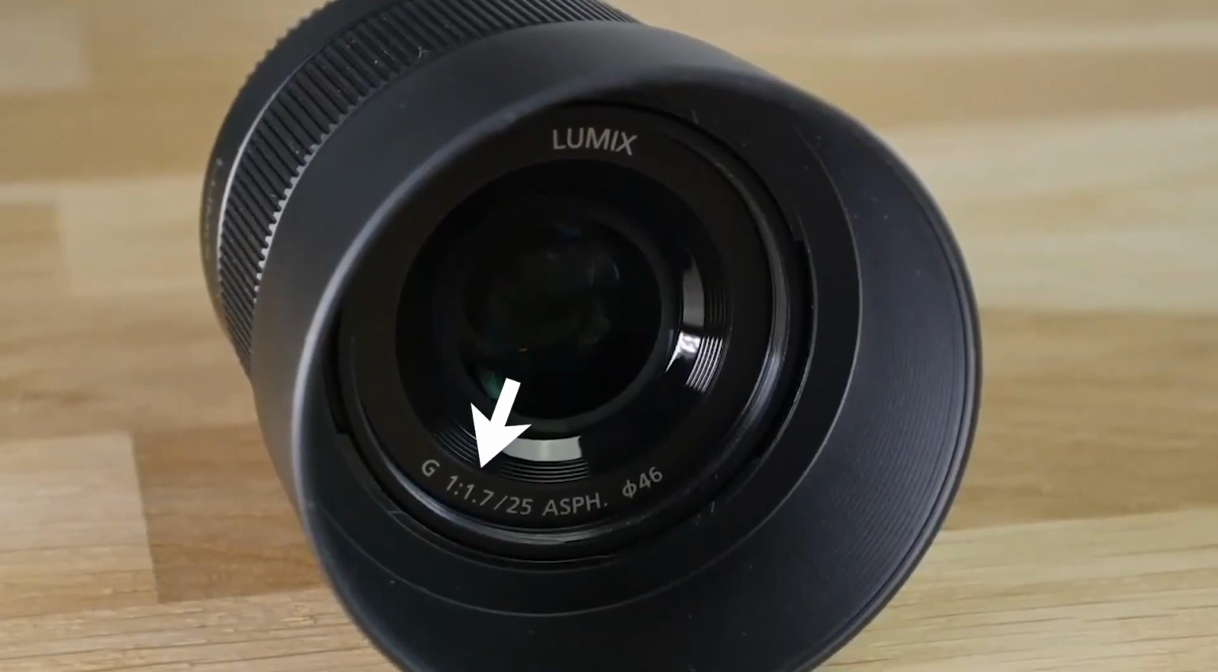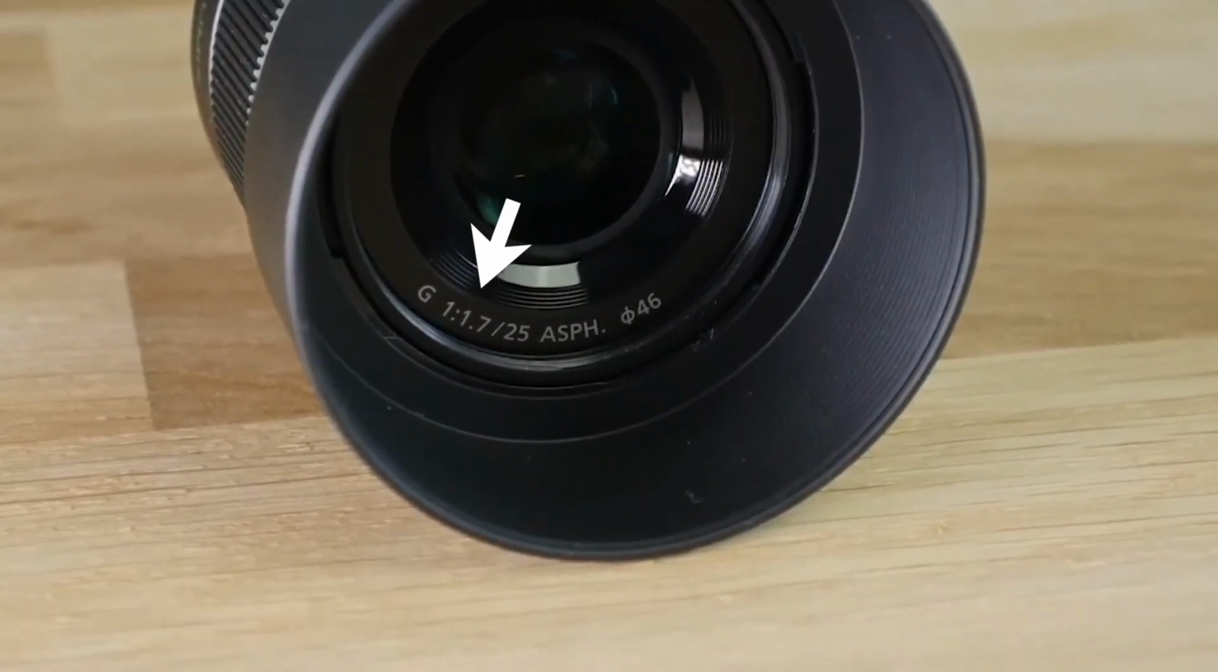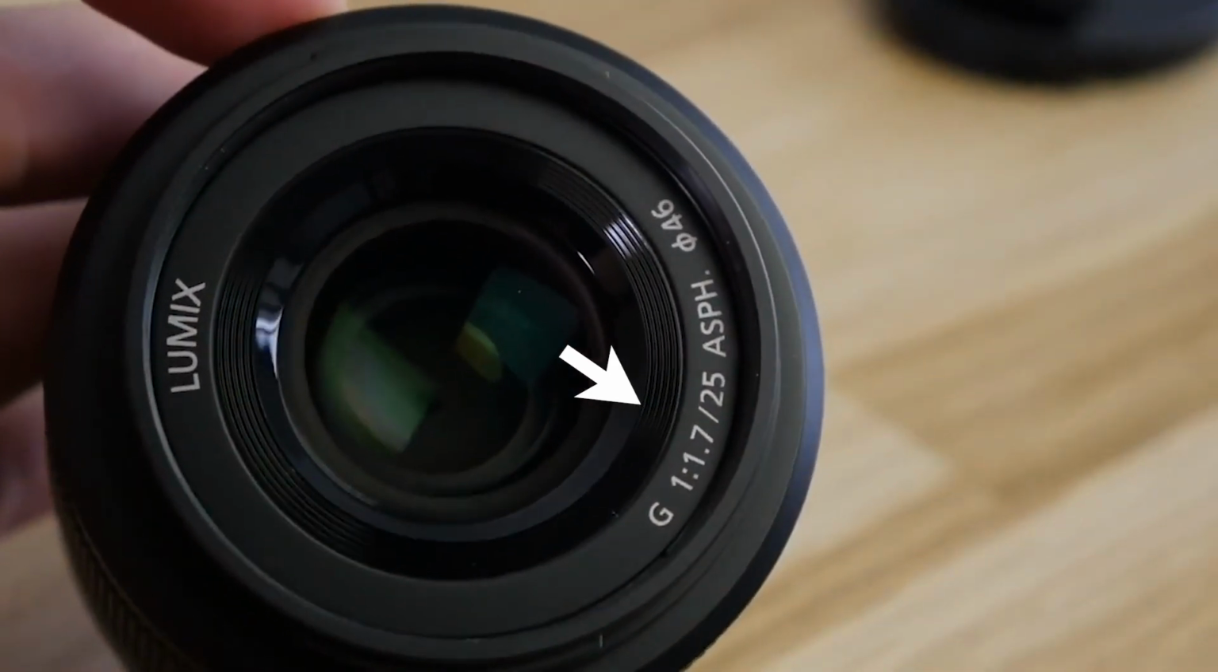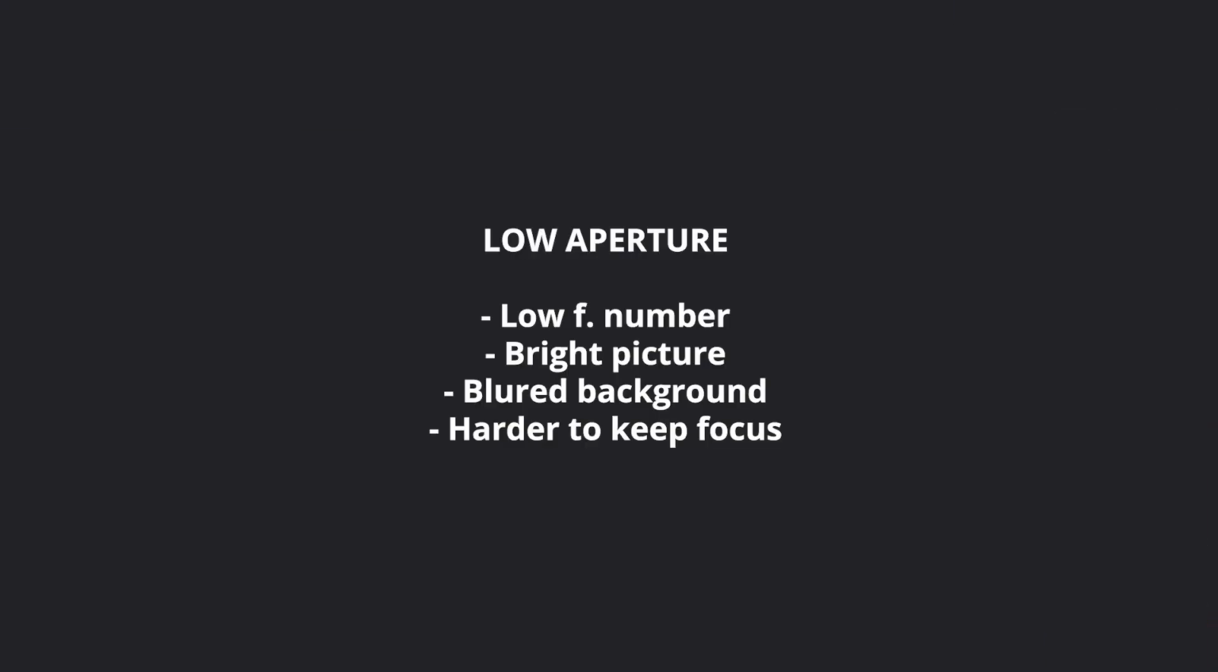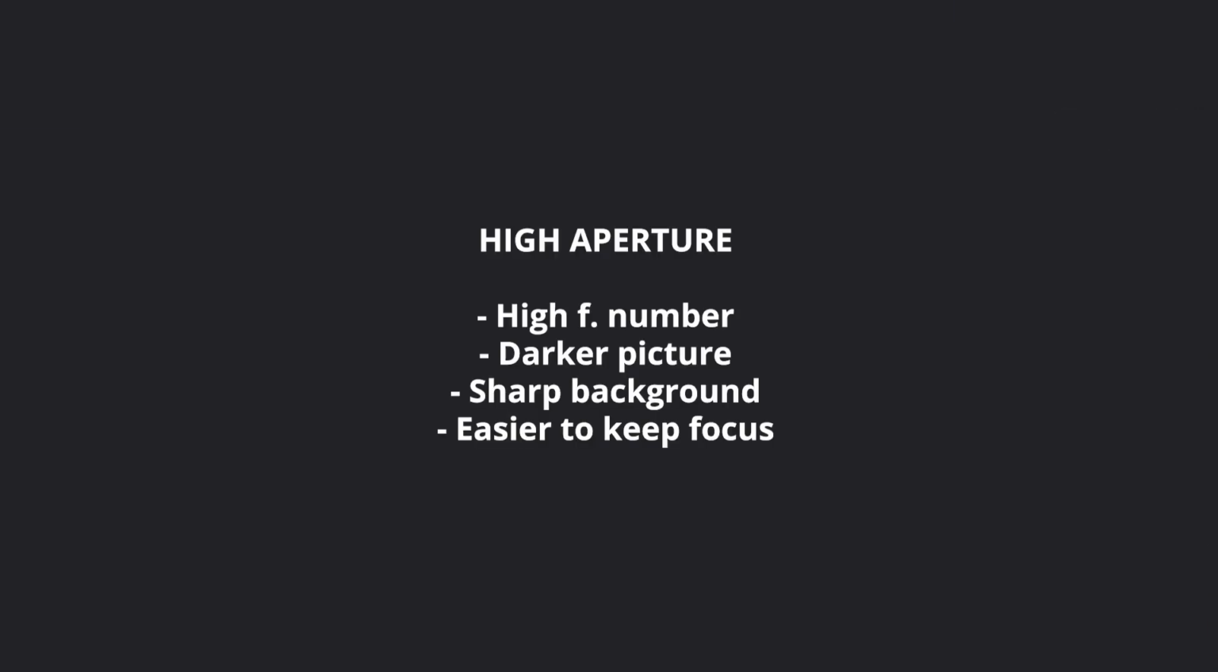The aperture is, by the way, almost always determined by which lens you're using. This lens is an f1.7 lens, and that means that the lowest aperture is f1.7. If you want a more cinematic video, you shoot with a very low aperture. If you want more in focus, more like landscape videography or something, you shoot with a very high aperture.